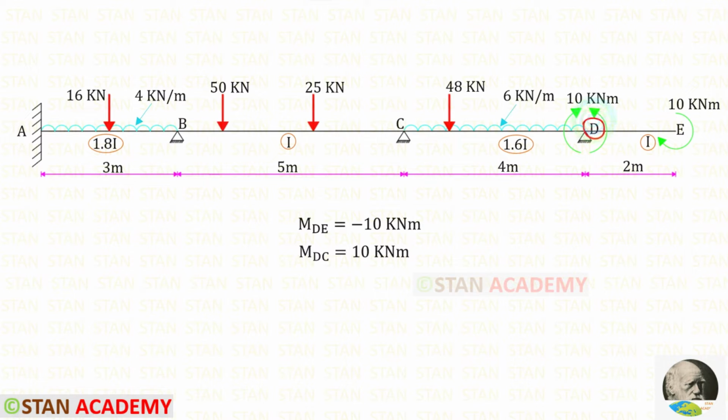At the point D, we can easily find the final moments because on the right side we have overhanging. At the point E, we have concentrated moment 10 kilonewton meter. It is acting in the clockwise direction. So MDE should be acting in the anti-clockwise direction, so it will be negative, and MDC should be acting in the clockwise direction and it should be positive. The values of MDE and MDC should be equal to this moment 10.